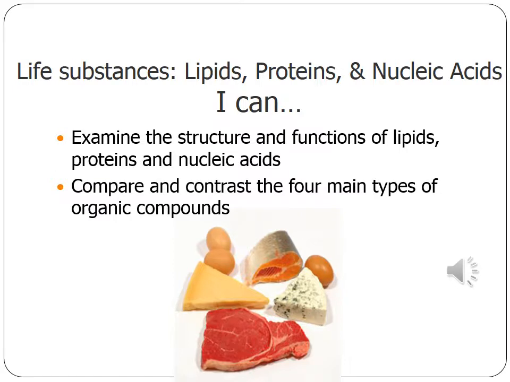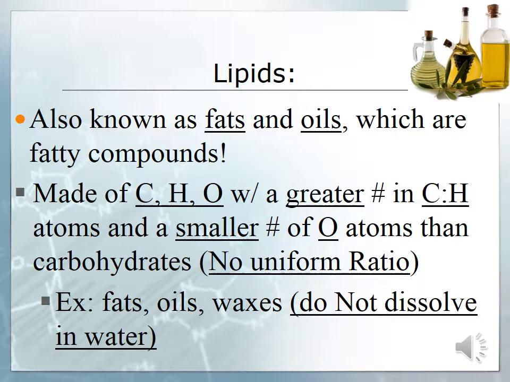After this set of notes, you should be able to examine the structure and function of lipids, proteins, and nucleic acids, and then compare and contrast the 4 main types of organic compounds. Lipids are also known as fats and oils, which are fatty compounds. They're made of carbon, hydrogen, and oxygen, with a greater number of carbon to hydrogen atoms and a smaller number of oxygen atoms than carbohydrates, and there is no ratio.